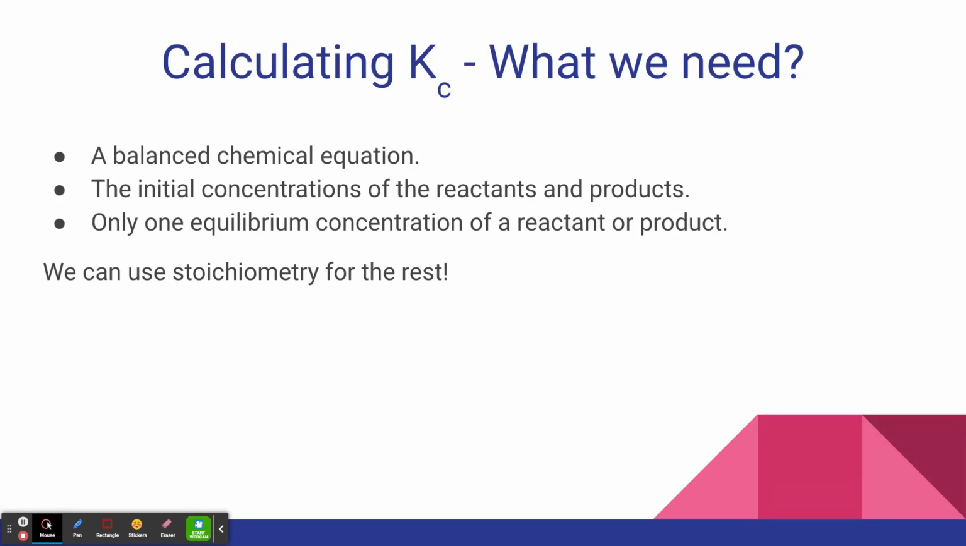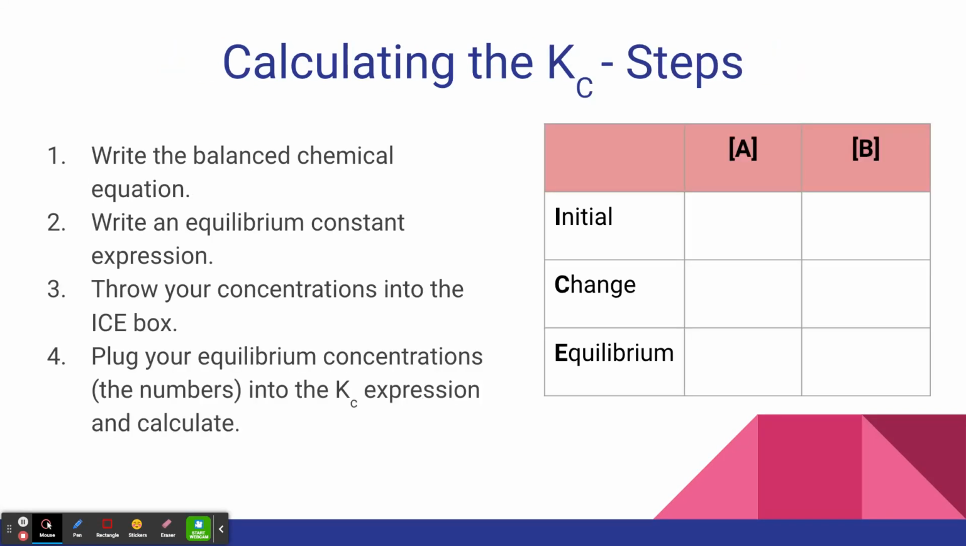We're going to use stoichiometry to fill in the rest. Now, we've got 4 steps for calculating Kc. Step number 1 is we're going to write the balanced chemical equation. Once we have that, we will write an equilibrium constant expression. Then we're going to throw our concentrations into the ice box.